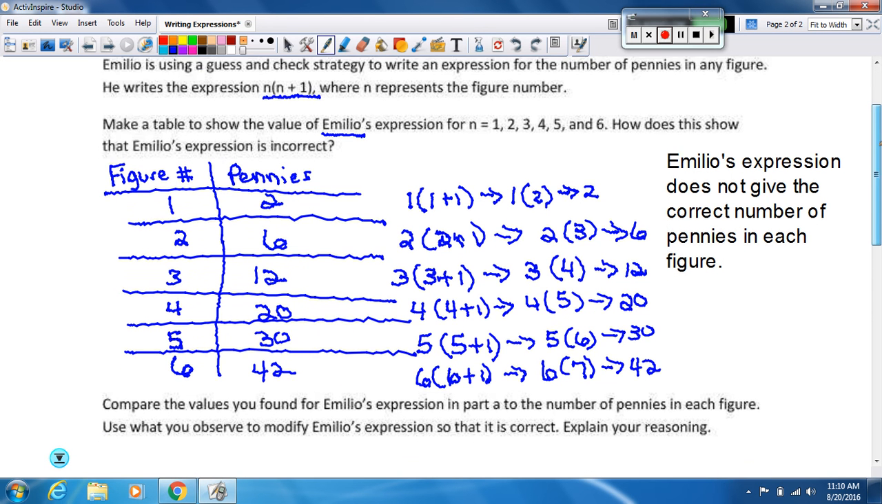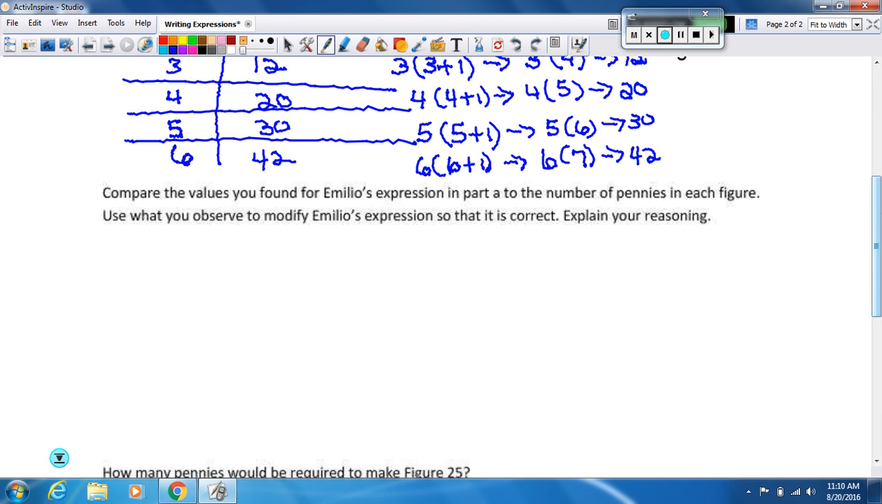Okay, the next one. Compare the values you found for Emilio's expression in part A to the number of pennies in each figure. Use what you observed to modify the expression so that it's correct, and explain your reasoning. Well, on our previous page, instead of 1, Emilio got 2. Instead of 3, he got 6. Instead of 6, he got 12. Instead of 10, he got 20. Instead of 15, he got 30. And instead of 21, he got 42.